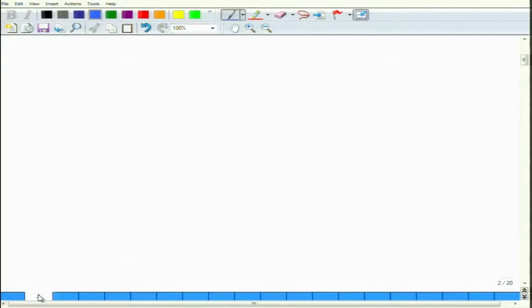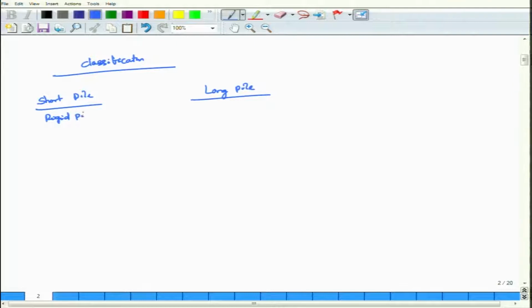Broadly, there are many classifications. One is called short pile, another is called long pile. Short pile is called a rigid pile. Long pile is also called a flexible pile.